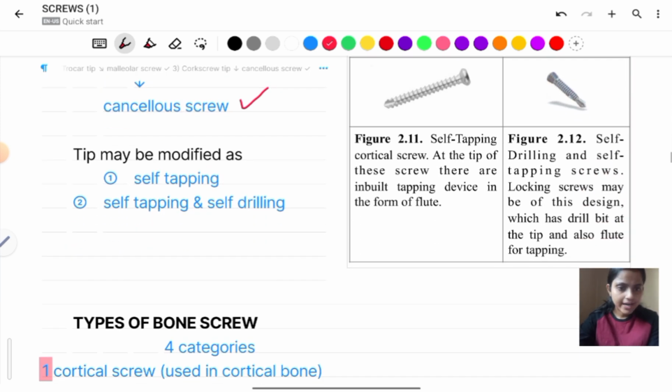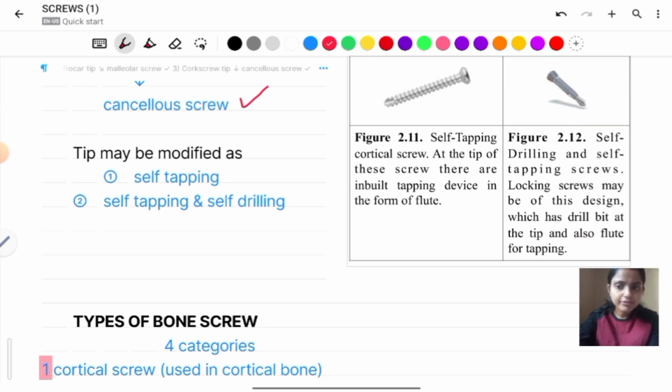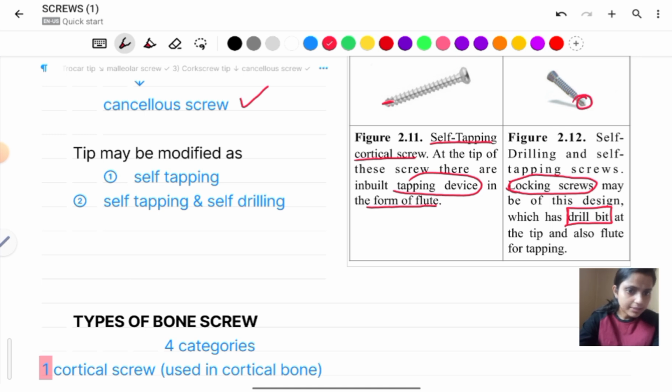Tip may be modified as self-tapping, or self-drilling and self-tapping. For the self-tapping, it has a flute. There is a depressed area called the flute for the self-tapping. In a self-tapping cortical screw, at the tip of this screw, there is an inbuilt tapping device in the form of the flute. But in self-tapping and self-drilling, the locking screw is of this type, which has the drill bit and also the flute for the tapping.